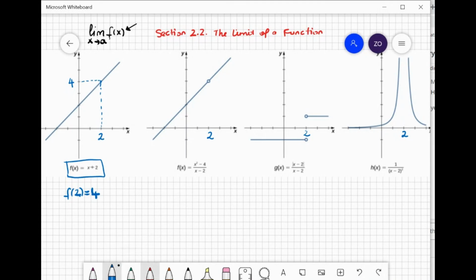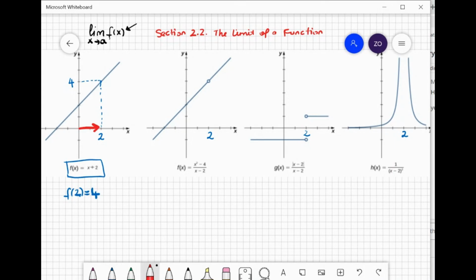Now let's talk about the limit, and then we will learn its notation. So let's think about the limit as the x values get close to 2. However, we can get close to 2 from values that are smaller than 2, or we can get close to 2 from numbers that are larger than 2. Now let's look at the first case.